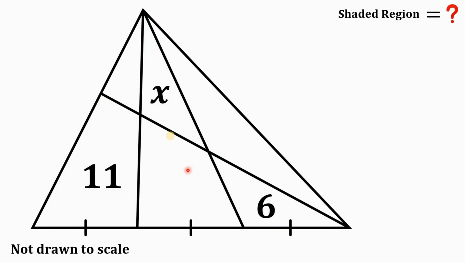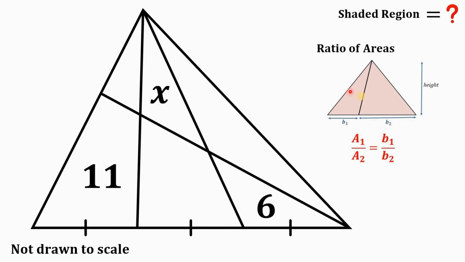In order to get the value of this variable x, we will use what we call the ratio of areas. So this tells us if we have two triangles having the same height, therefore, the ratio of their areas must be equal to the ratio of their bases. And that is the concept that we need to use to answer this question.